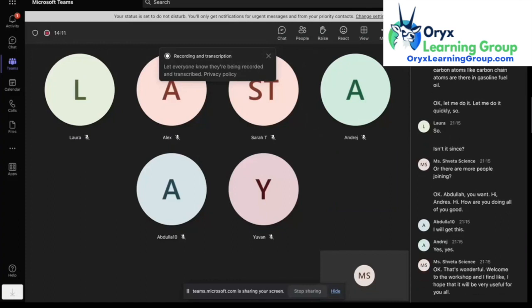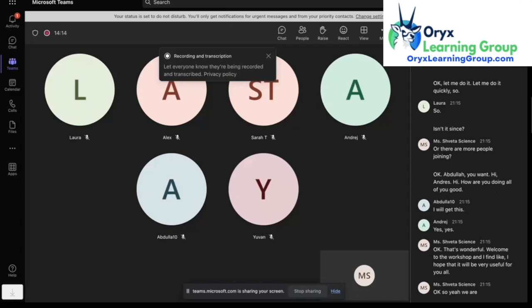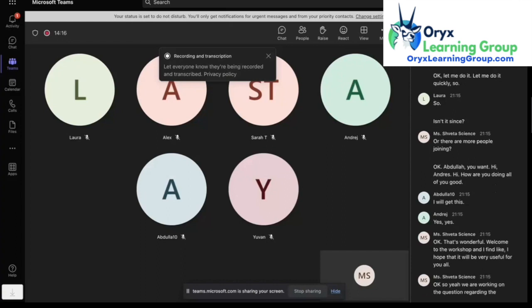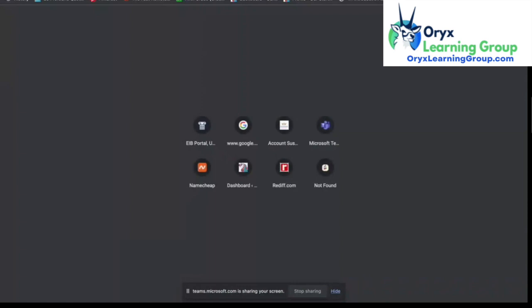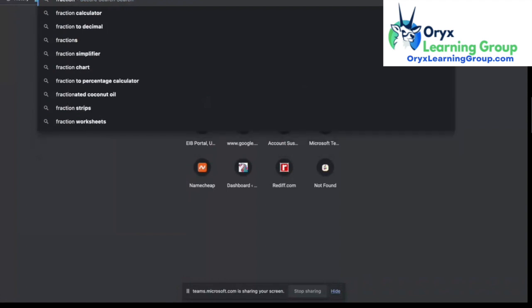Okay, so we are working on the question regarding the fractional distillation of petroleum. We are looking at the difference between gasoline and fuel oil. So fractional distillation. Okay, so make a note of this. I expect a question from this part as well.